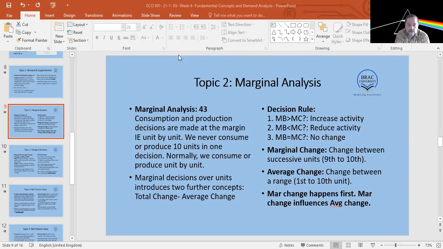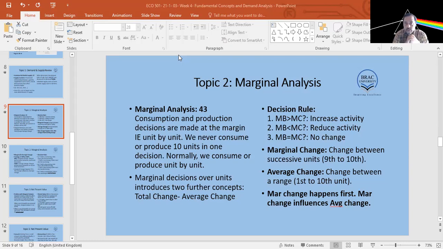So if you look at the slide over here, I've written that consumption and production decisions are made at the margin, i.e. unit by unit. So we never consume or produce 10 units in one decision. Normally, we consume or produce unit by unit. Marginal decisions over units introduce two interesting concepts. First of all, the total change. Second of all, the average change.